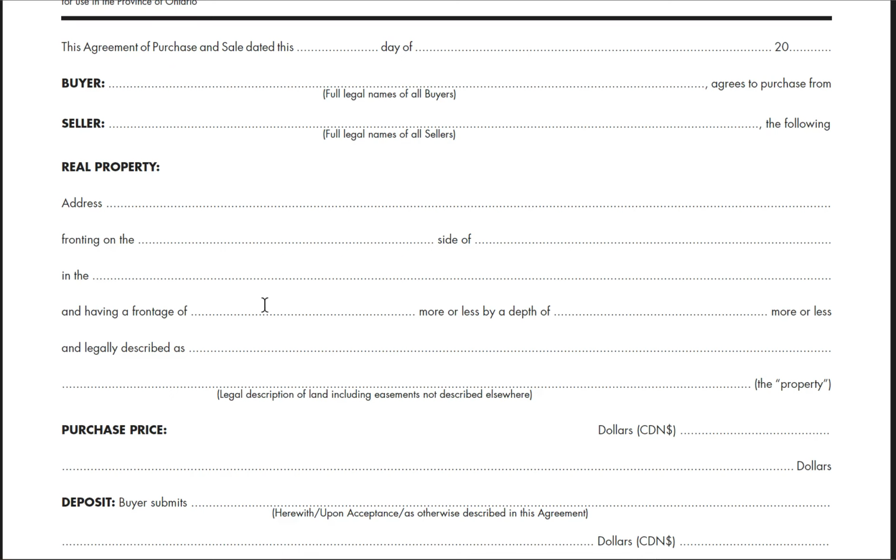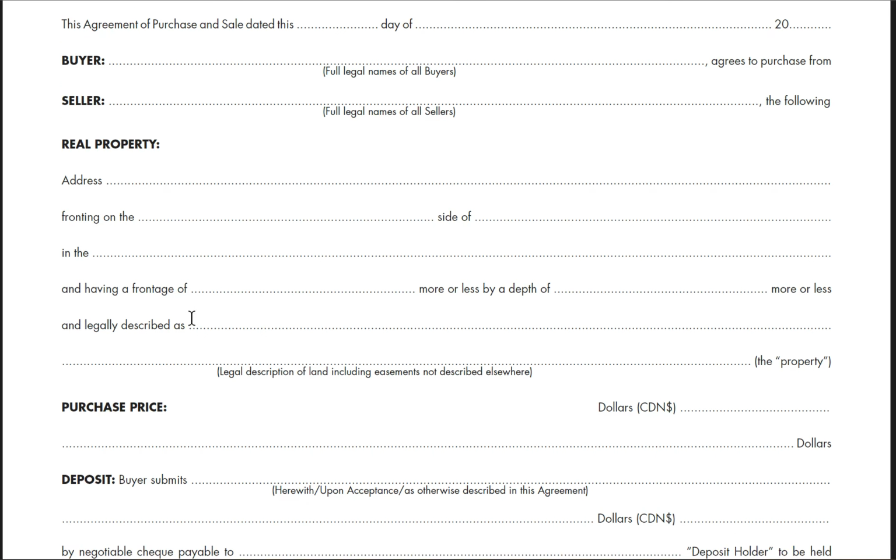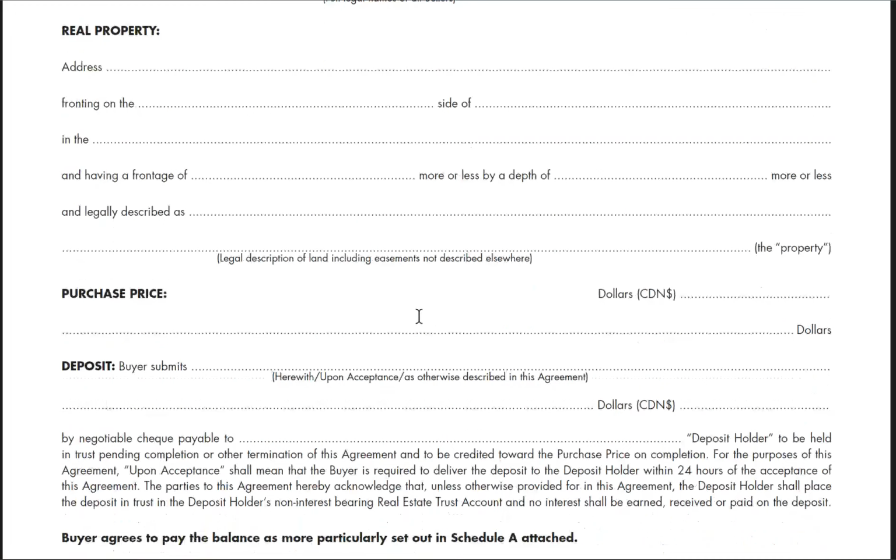The frontage is basically the frontage of the property itself, the plot of land, as well as the depth. These are estimates. They don't have to be exact, but you want to be as exact as possible. And then the legally described info of that plot. The land description is generally found on the land registry as well.